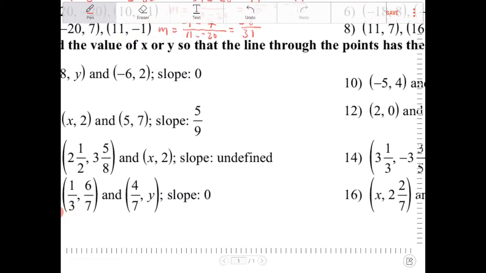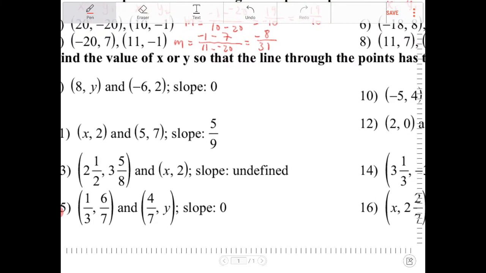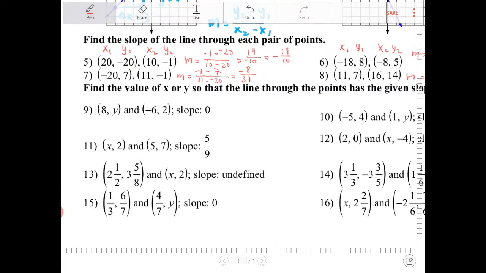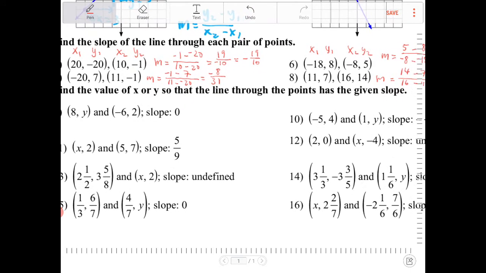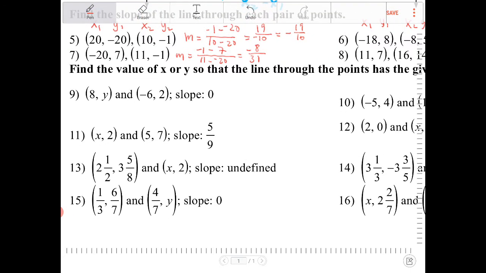Moving on. All right, so now we've got to find out what the values of x or y are so that the line through the points has the given slope. For question 9, it says here 8, y and -6, 2 will have a slope of 0. So how is this possible? Well, we just apply the slope formula like we normally would.